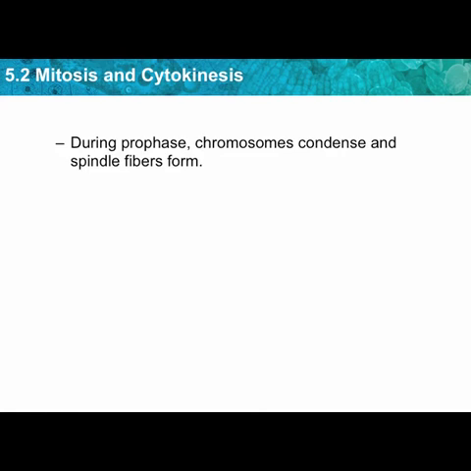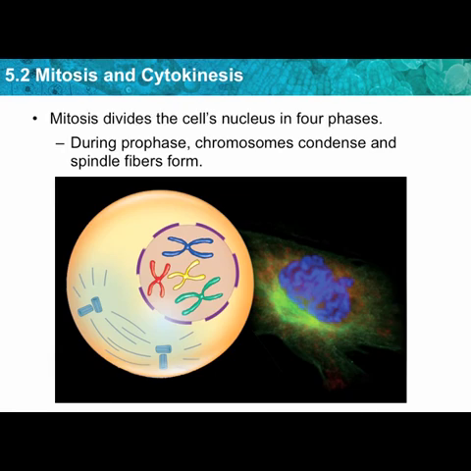During prophase, the first phase of mitosis, the phase of nuclear division, chromosomes shorten, fatten, thicken, condense, and spindle fibers form, and the nuclear membrane begins to dissolve. So you can see here the nuclear membrane has a dashed line about it. The centromeres condense, and you're starting to see some fibers or spindle fibers forming.